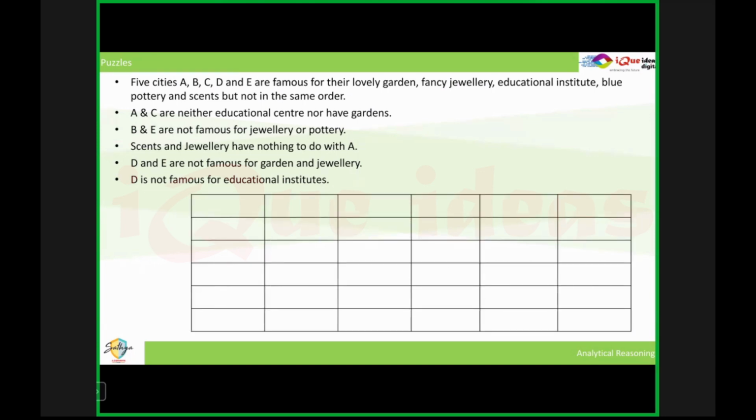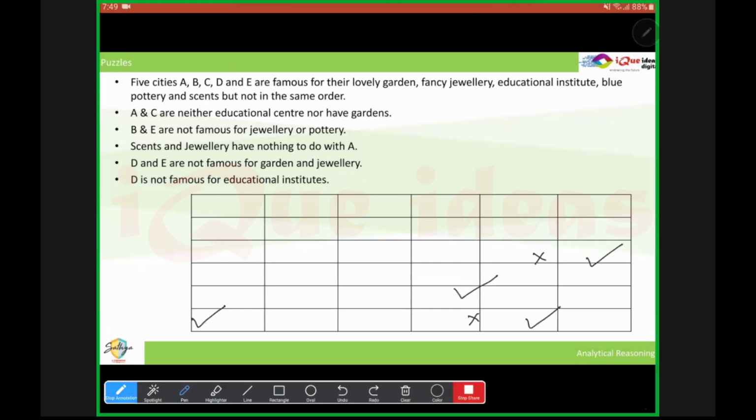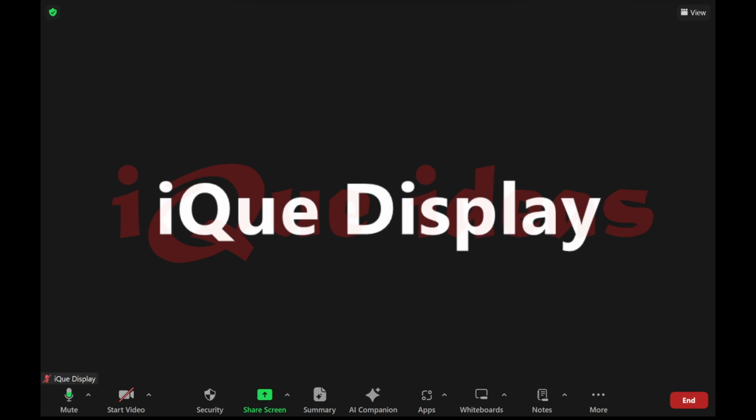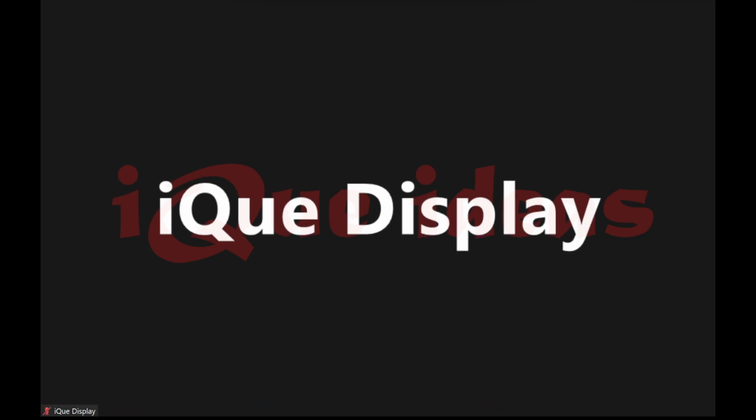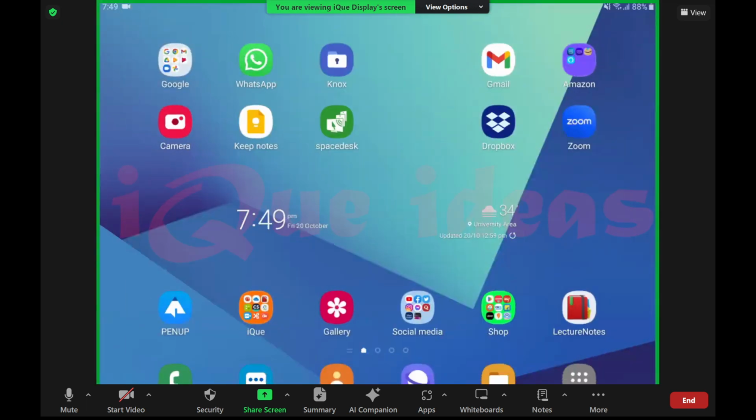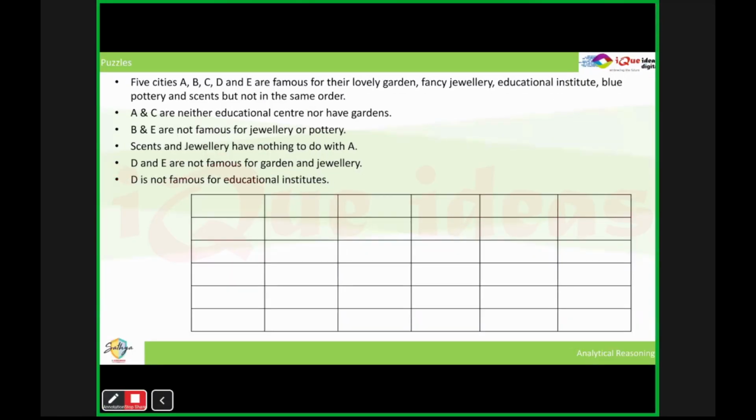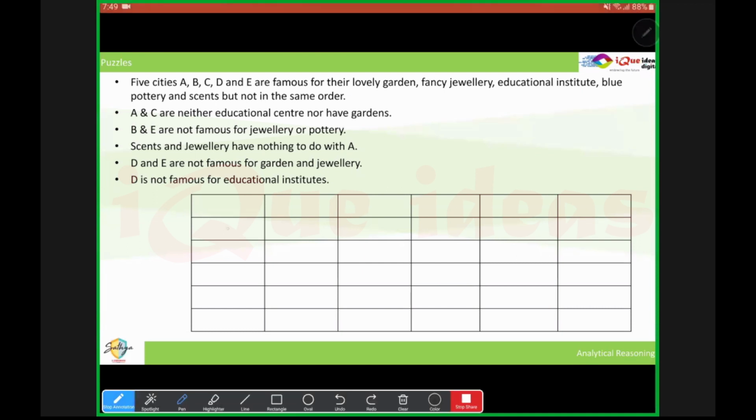So I can create a table like this where I have got my five cities, A, B, C, D, and E, and I have got lovely gardens, fancy jewelry, educational institutions, blue pottery, and scents. Right? You can start filling in the table.